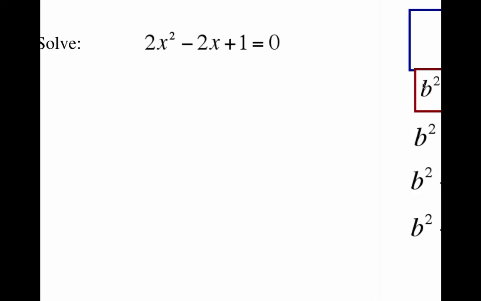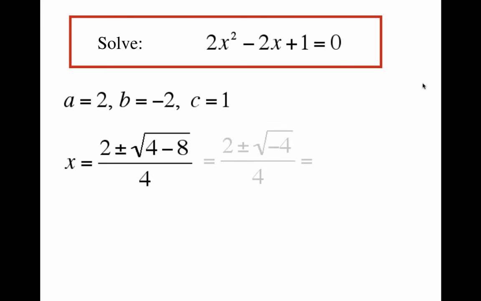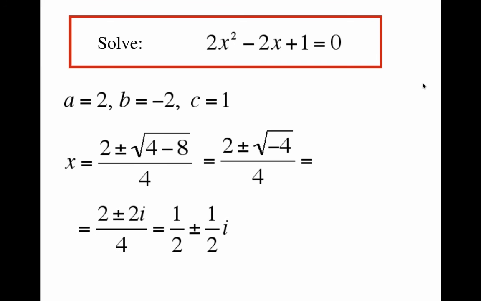So, solving this equation, a is 2, b is -2, and c is 1. This is not factorable. You must use the quadratic formula. We can figure out that the discriminant would be -4, which does mean it is less than 0, so there are two unreal or imaginary solutions, giving us 1/2 plus or minus 1/2 i.